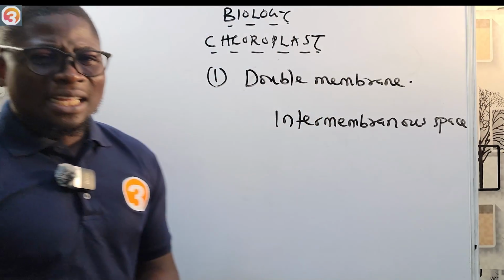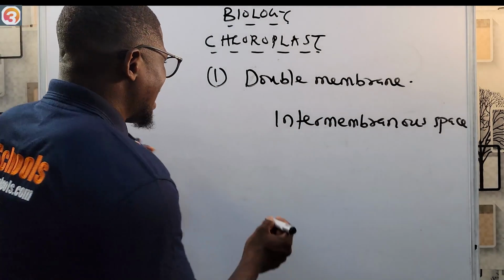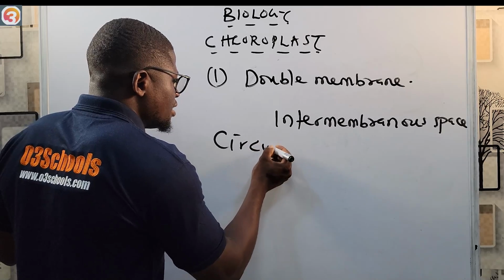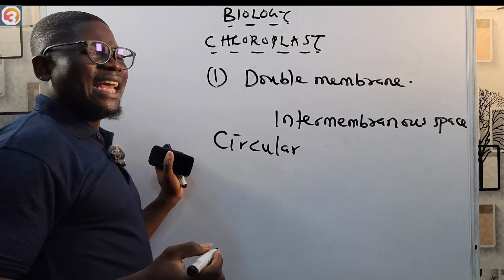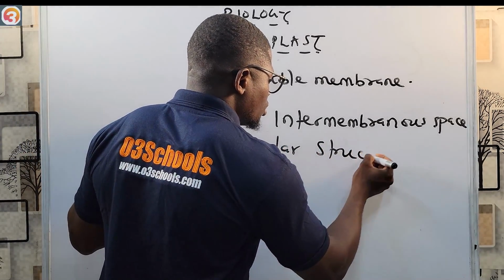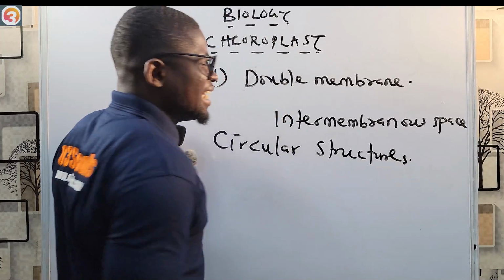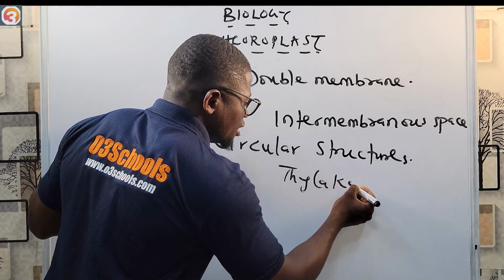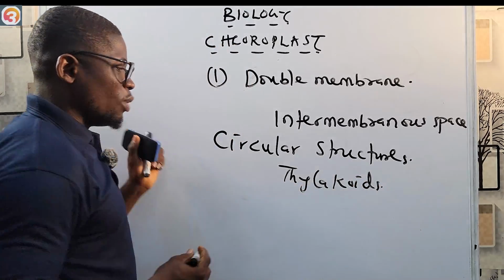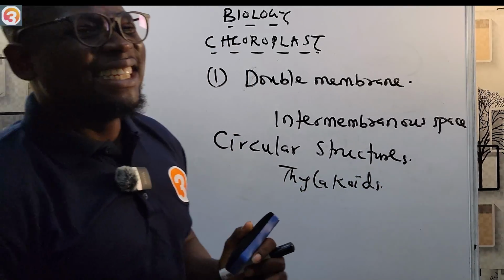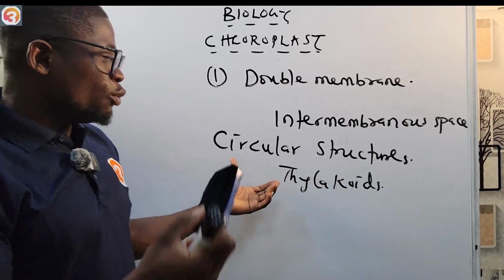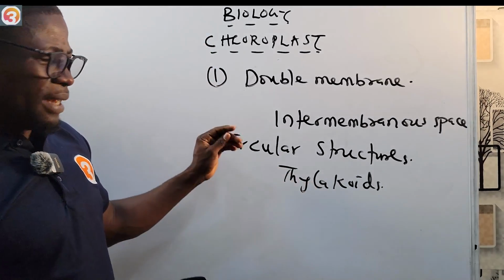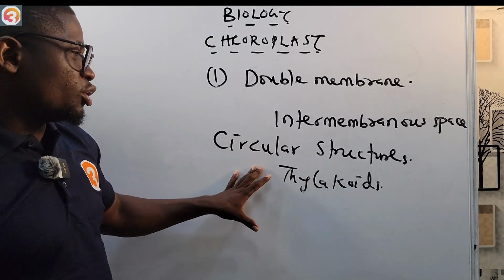Also, it is very important to know that inside this membrane, there are circular structures that we call the thylakoids. Inside this intermembranous space, there are circular structures that we call the thylakoids.